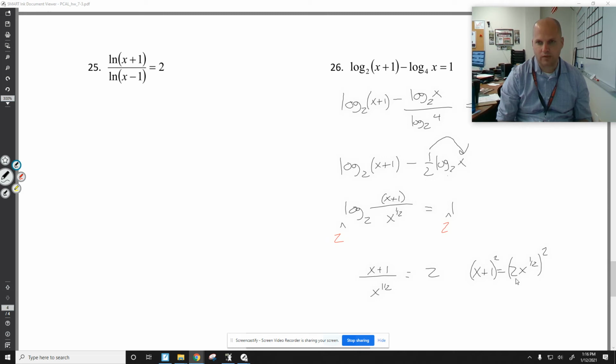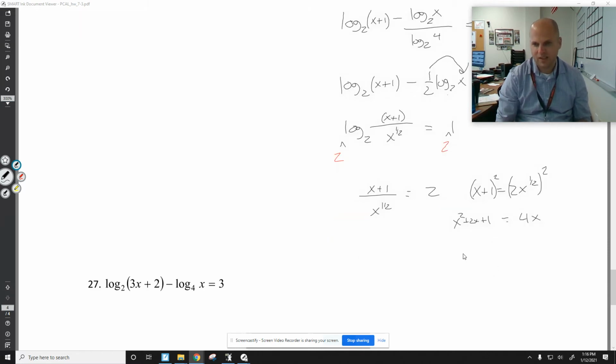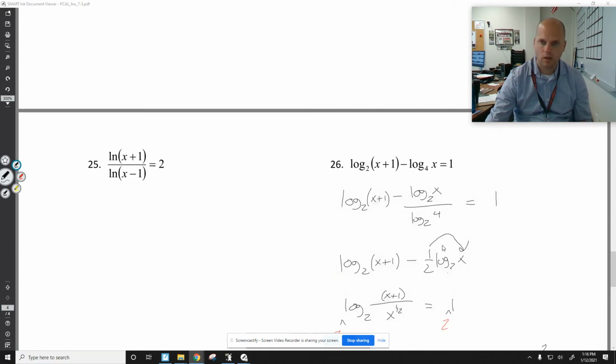Okay, be careful. When you square the right side, it's not just going to be 2 times x, it's going to be 4x. The left side, x plus 1 squared, is x squared plus 2x plus 1. We know that because it's x plus 1 times x plus 1. Now, when I subtract 4x, I get x squared minus 2x plus 1 equals 0. Oh, x minus 1, x minus 1. Those are the two numbers that add to get negative 2 and multiply to get positive 1. Gives me an answer of 1.